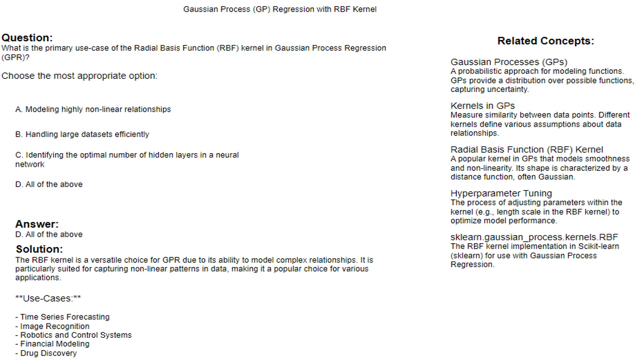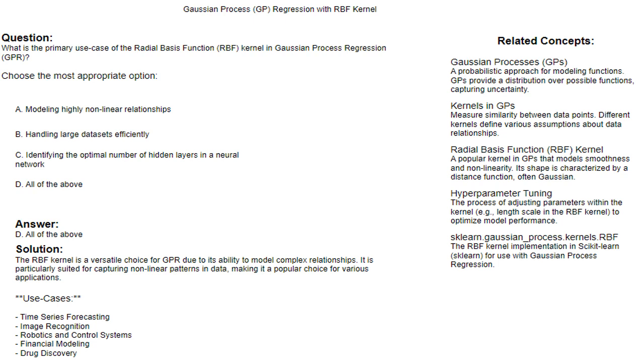Let's visualize this with an example. Consider predicting the price of a house based on its size, number of bedrooms, and location. This relationship is likely nonlinear. Larger houses with more bedrooms in desirable locations tend to have higher prices. But this relationship might not be strictly linear.